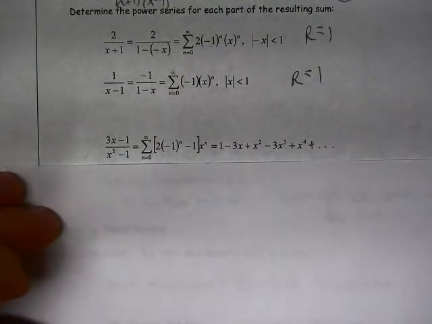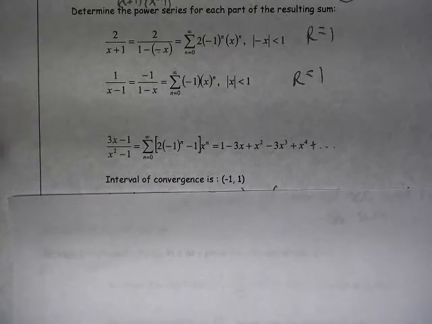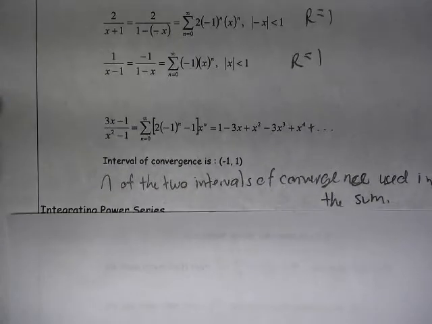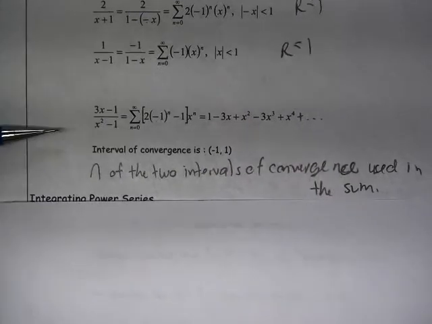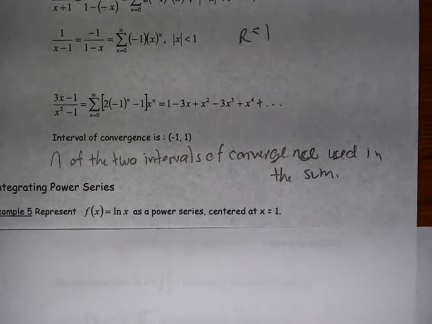All right. So we have this power series now, and the interval of convergence is from negative 1 to 1. When you sum up two series, the new interval of convergence is the intersection of the original two intervals of convergence. So it's the intersection of the two, and that will give you the interval of convergence for the sum itself.